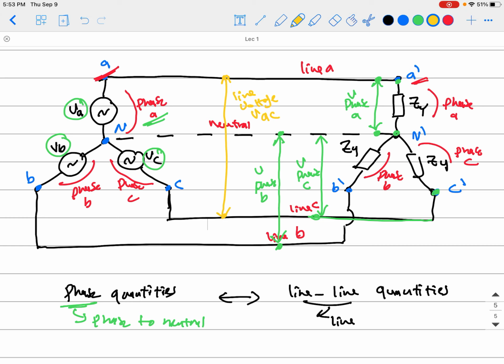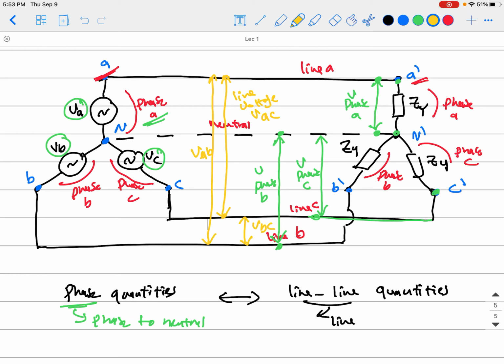Guys, by the same thing, from here down, that is VAB, from line A to line B, and from those two together is VBC. So that is the idea we'll be talking about here.